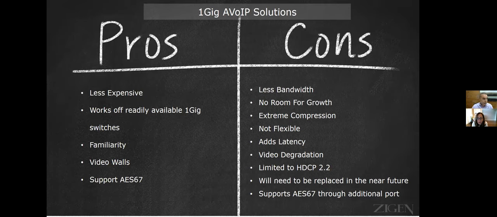So obviously, compression. No room for growth. Extreme compression, because sometimes it compresses up to 64 to 1. It's not flexible. It adds latency, a lot of latency, because if you're trying to send full bandwidth with 4K content, you're going to add a lot of latency. There's also video degradation. You're limited to HDCP 2.2 at best.